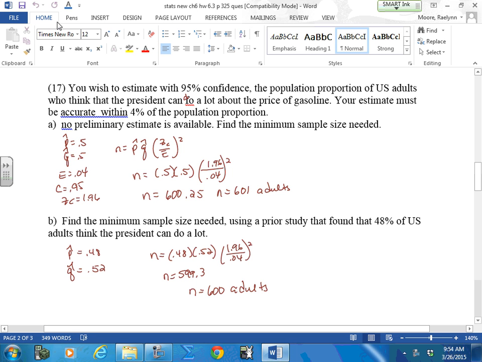So you're using 0.5, 50% chance either way. They take the middle of the road. Always round up. And then they ask you, if they gave you a P and you found your Q, what would happen to your sample size? Now, normally if you know your P and your Q, you need less, because 50-50 is the middle of the road. It would probably give you the highest that you could get.